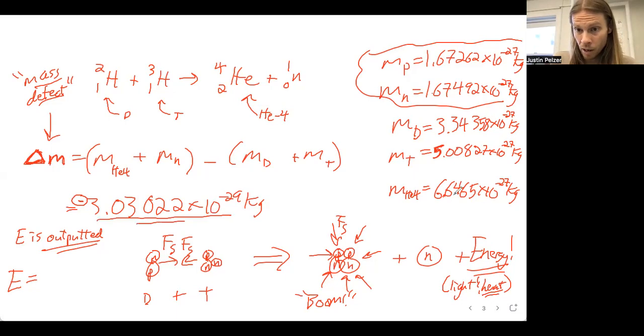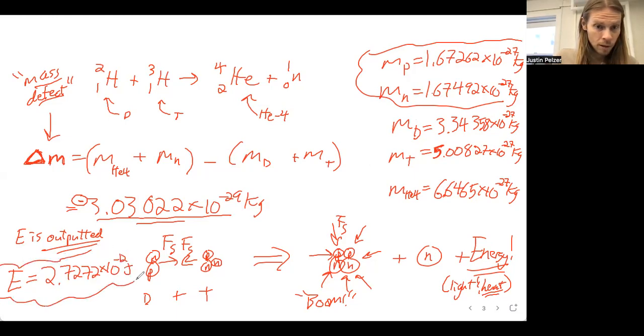If you guys want to take a moment, add up D plus T, right? You're going to see it's more than adding up helium-4 plus a neutron by this amount. If you just plug it into this formula, you're going to get this. You multiply by c squared, you're going to get 2.7272 times 10 to the negative 12 joules released per clap. So if you get deuterium and tritium to actually fuse into helium-4, you get a neutron.